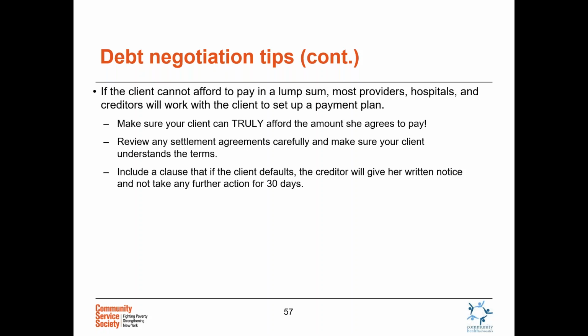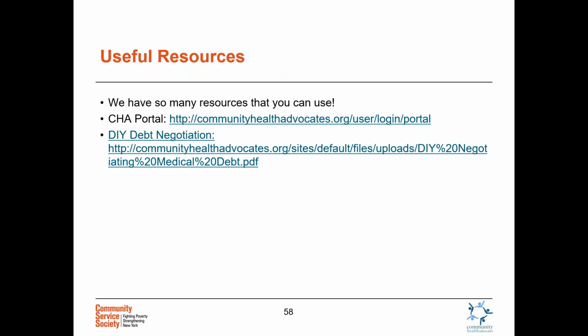You want to make sure that the settlement agreement has a clause that if the client defaults, the creditor will give her written notice and not take any further action for 30 days. And this gives your client an opportunity to rectify a situation. Maybe a check came in late, or just some type of issue that was out of their control. This allows your client to have some protection in the event that something goes wrong and this particular creditor is very aggressive.